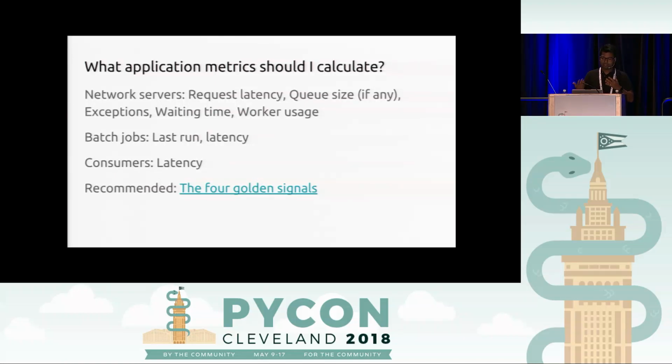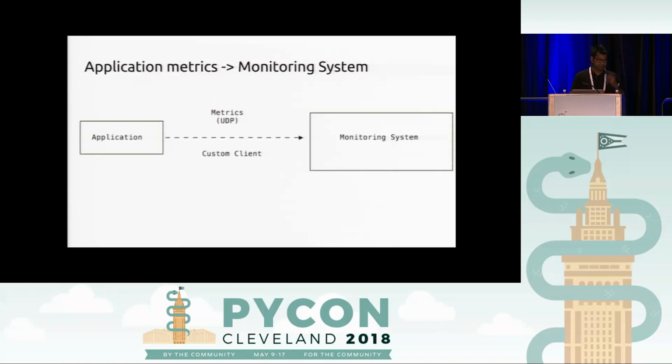But before we integrate monitoring, what should you monitor? It really depends on what applications you're monitoring. For network servers, you would monitor request latency, queue size if there is any queue, number of exceptions, the waiting time for a request. For consumers, latency. I really recommend the Google SRE book, which has a chapter on the four golden signals, which is what you should monitor for applications.